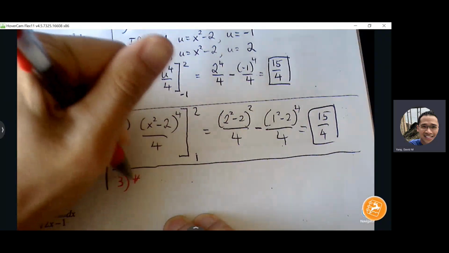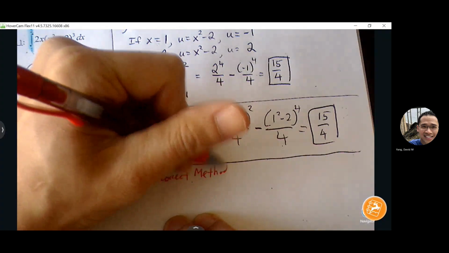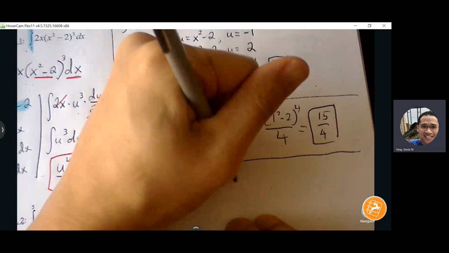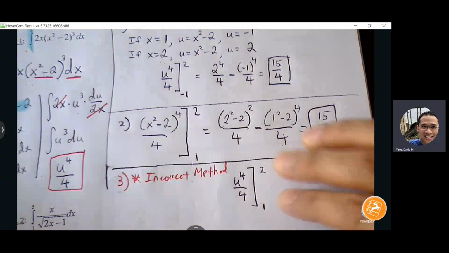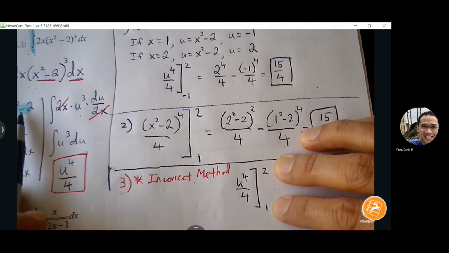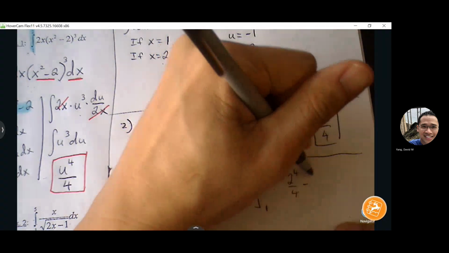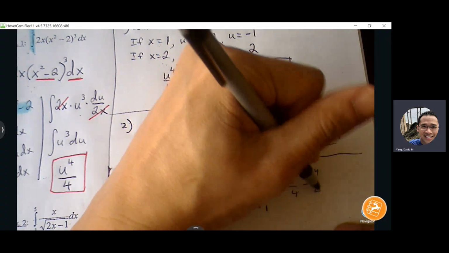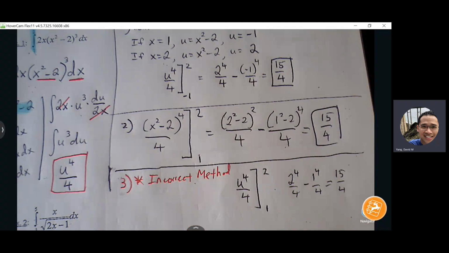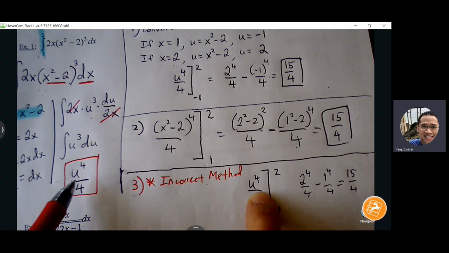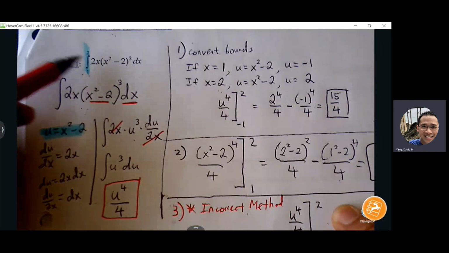And then number 3, this is an incorrect method. Okay, we can't do this. We can't take that u to the 4th over 4 and then use the bounds that is not adjusted. I know that this ends up giving us the same answer, but that's not the correct process, and likely you're not going to get the same answer each time. So make sure that you either get everything in terms of x or everything in terms of u, but I can't have one in terms of u and the other in terms of x.